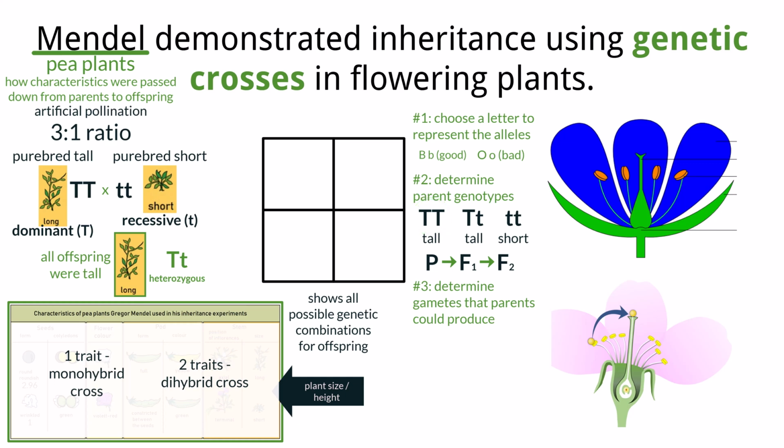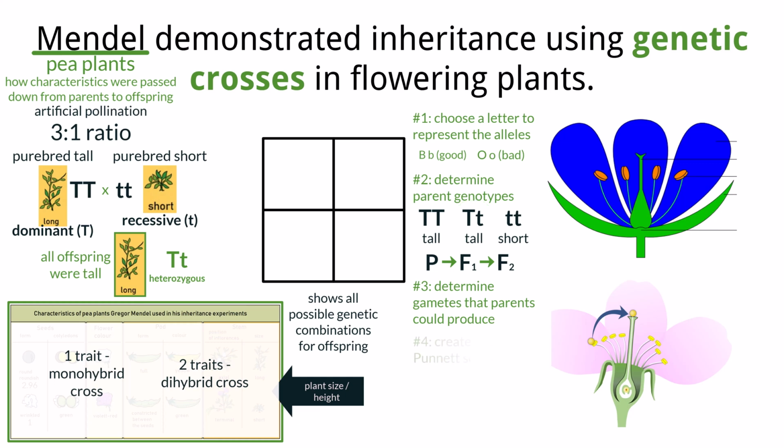The same occurs when the parent is homozygous recessive, lowercase t. Only egg or sperm with a lowercase t can be produced. If the parent is heterozygous, uppercase T, lowercase t, they can produce 2 different gametes, one with an uppercase T and one with a lowercase t.